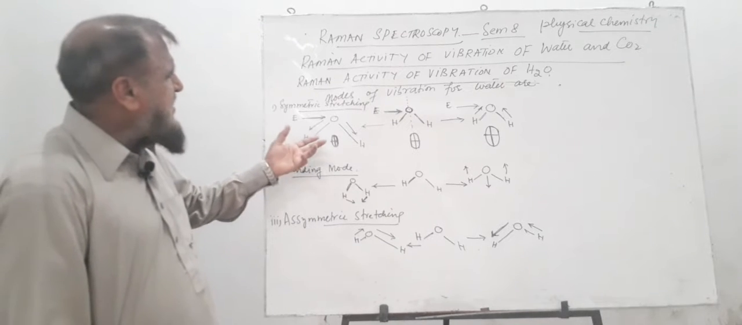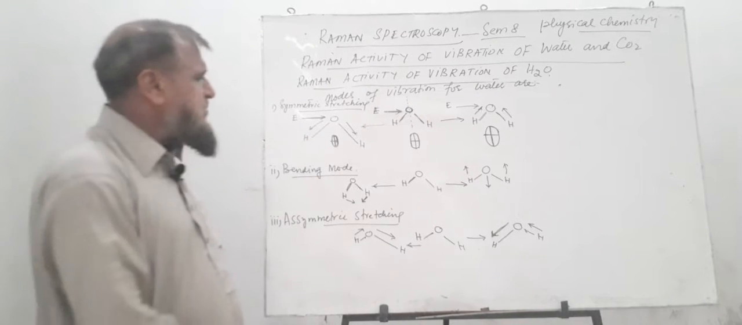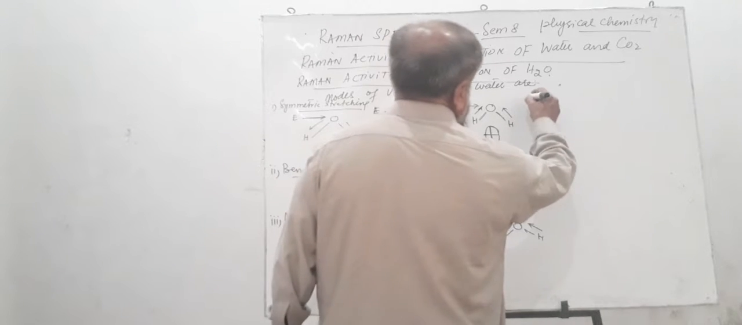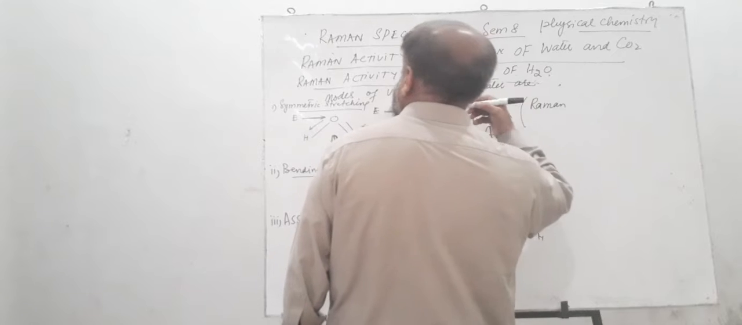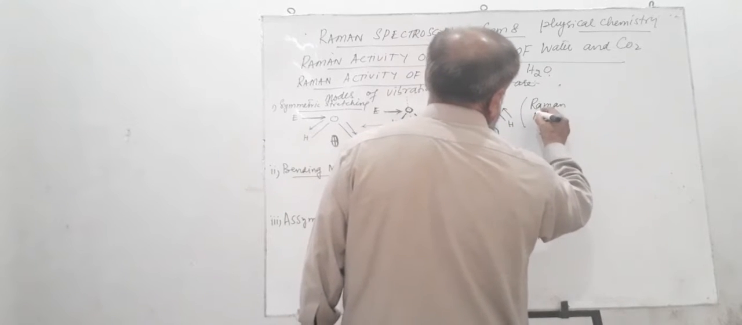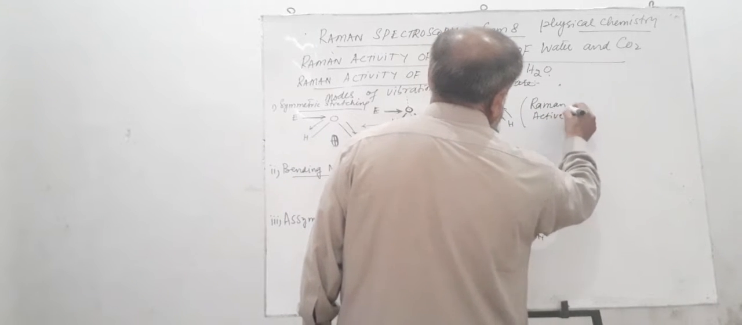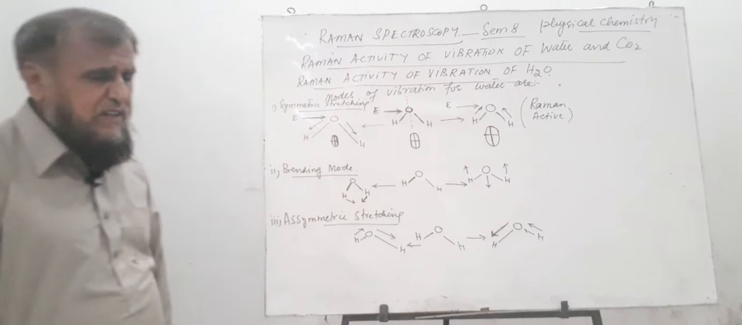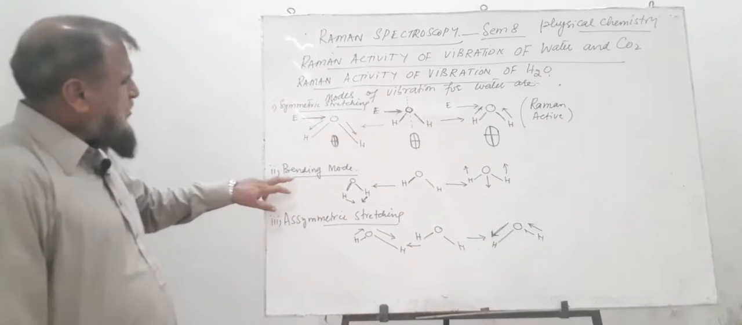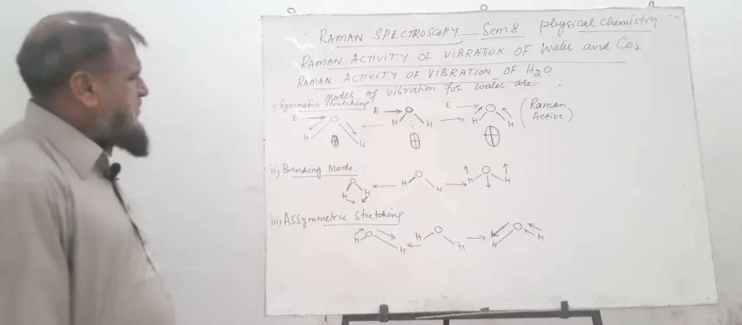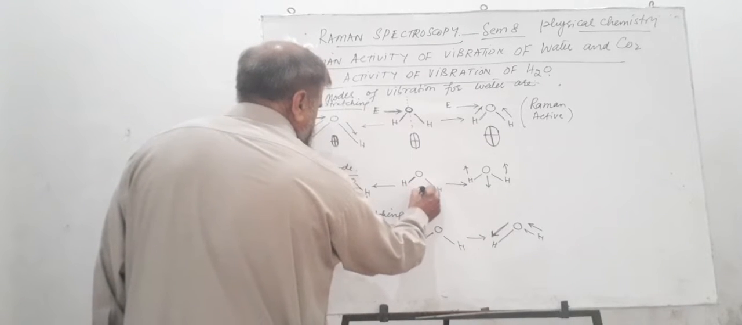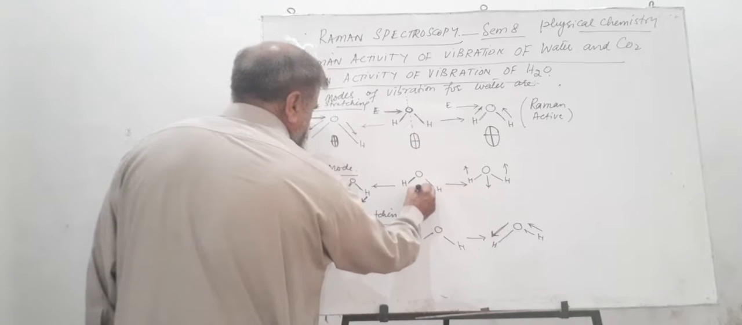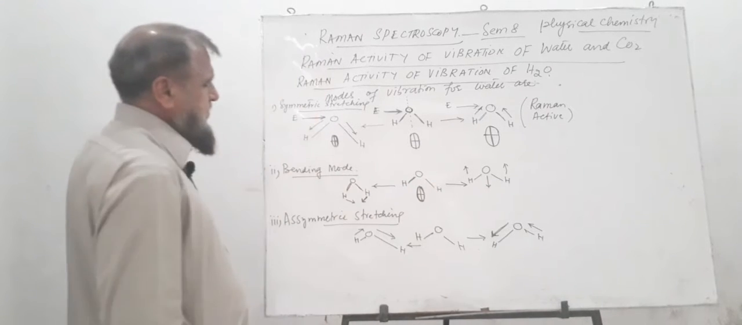So whenever the magnitude of polarizability changes, that type of vibration will be Raman active. Therefore, this vibration, the symmetric stretching for the water molecule, will be Raman active due to change in magnitude of polarizability. Now the second mode is known as the bending mode. Here we have the equilibrium position and we can represent the polarizability ellipsoid as follows.